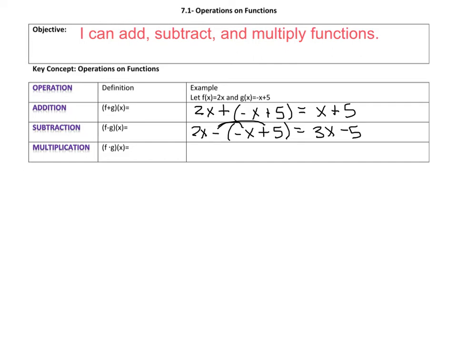When we have f times g times x, we're going to be multiplying. So we're going to have 2x times negative x plus 5. The 2x will need to be distributed to each piece, so we have negative 2x squared plus 10x is our final answer.